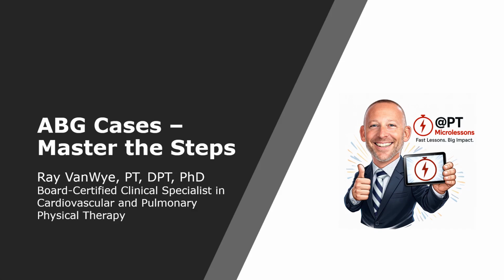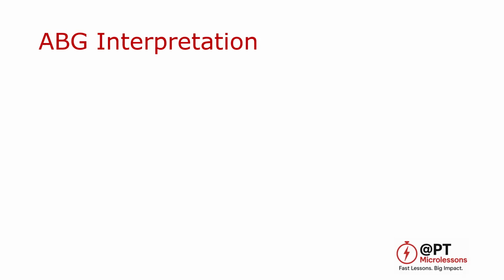In our previous microlessons, we learned the fundamentals of arterial blood gases, a step-by-step interpretation method, and how to identify compensation. Now it's time to put everything together by working through a few ABG cases. We will start by reviewing the four-step approach to ABG interpretation.